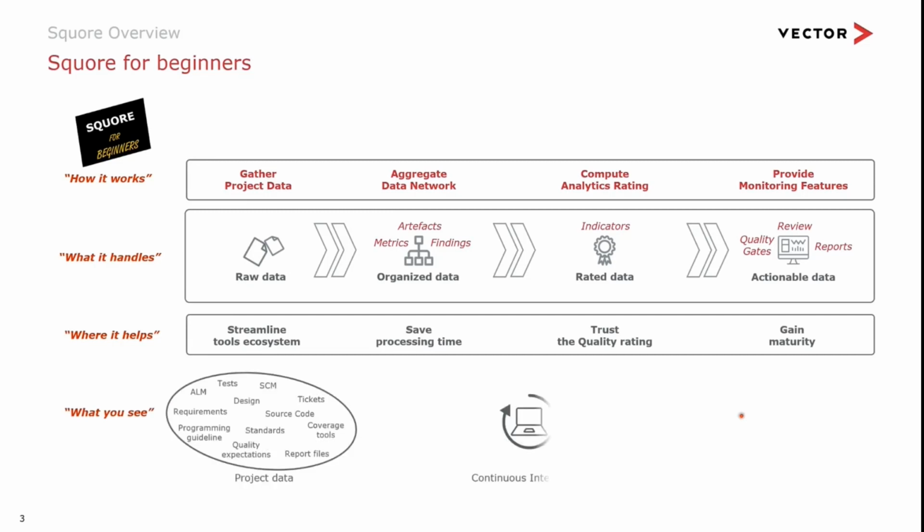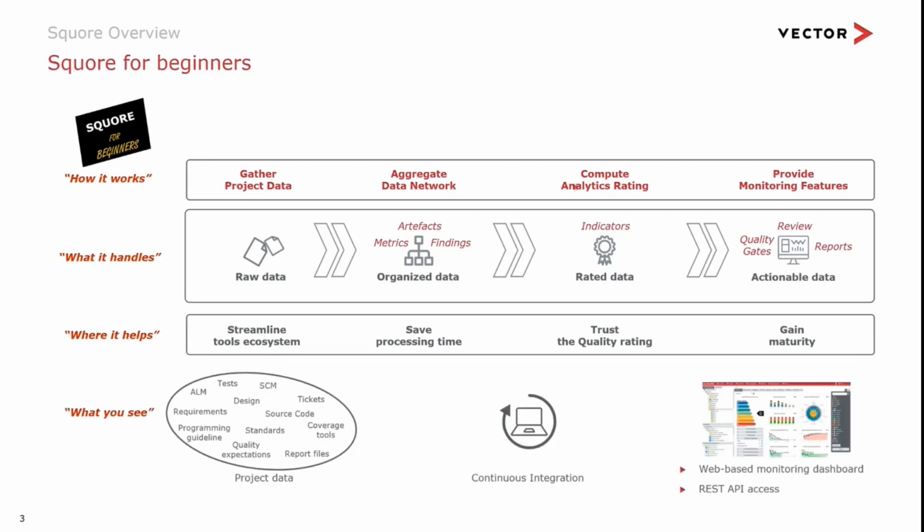So to finalize this overview presentation, this is what the teams are going to deal with. Teams are dealing with the tickets, with the code, the standards. All of this is going to be fed to Squore, and this is produced or handled by the teams.